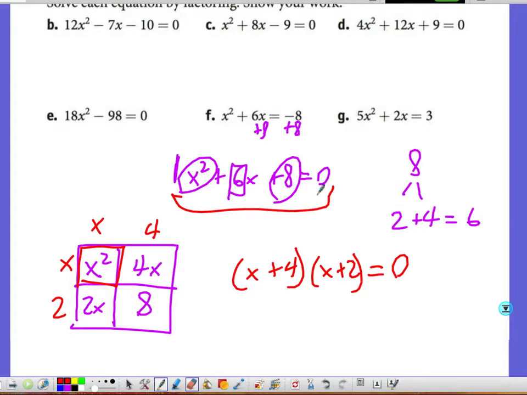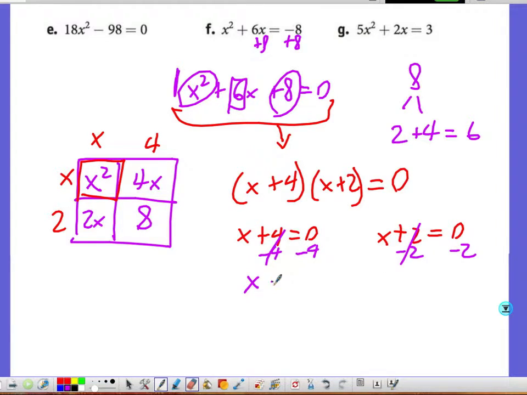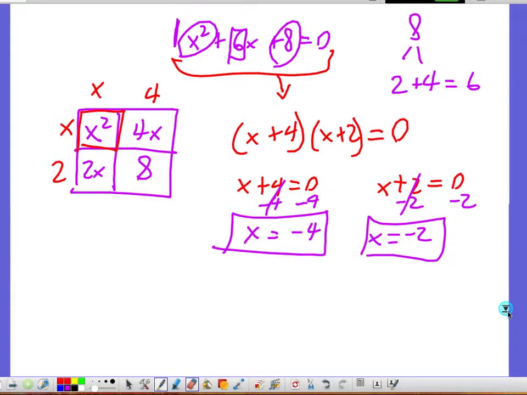So this becomes this. Now we use the zero product property, which is basically taking each factor, x plus 4 equals 0, and then x plus 2 equals 0. So we took each of these two factors, set them equal to 0, and then we just need to solve for x. We need to subtract 4 here, and we need to subtract 2 here. And our two solutions are x equals negative 4 and x equals negative 2. Those are two solutions, and we found that by factoring.